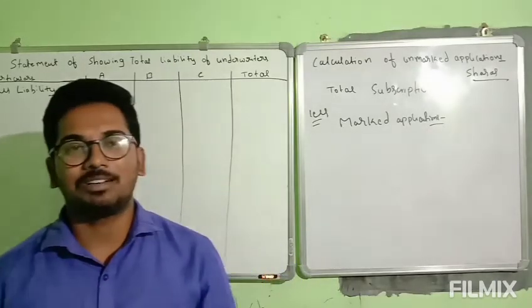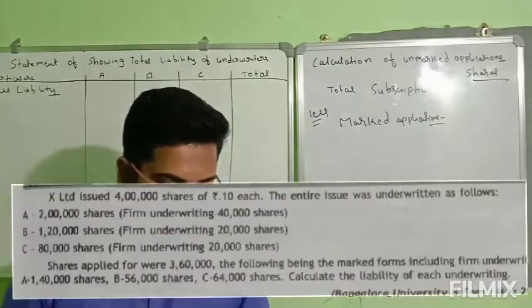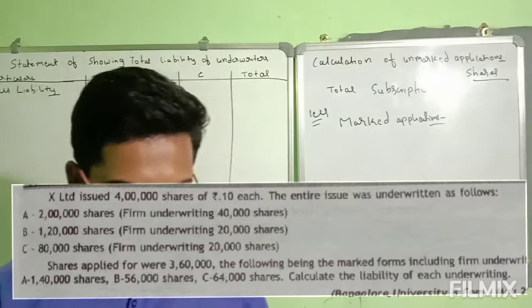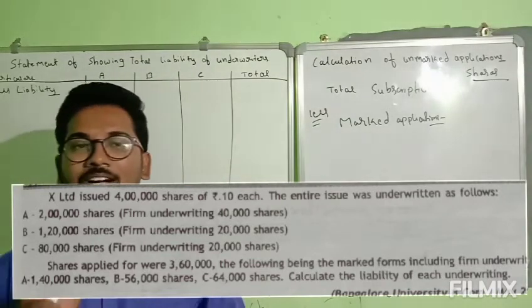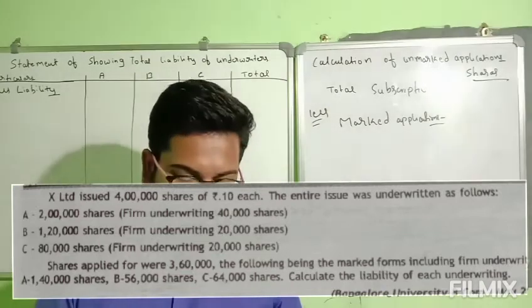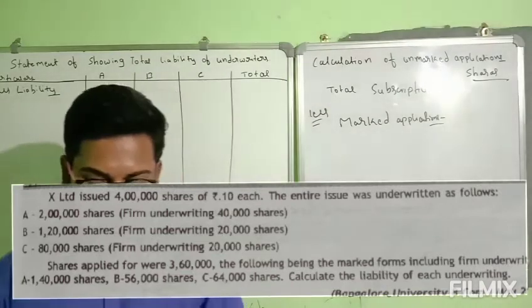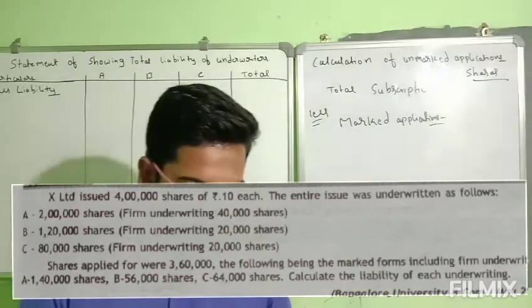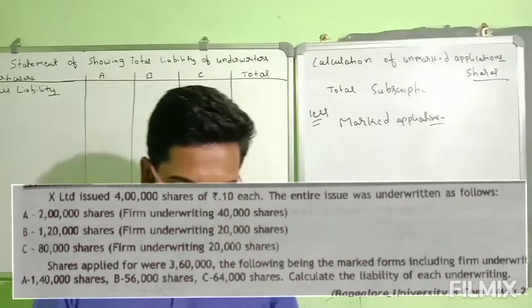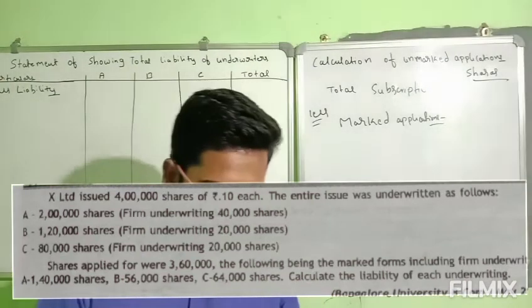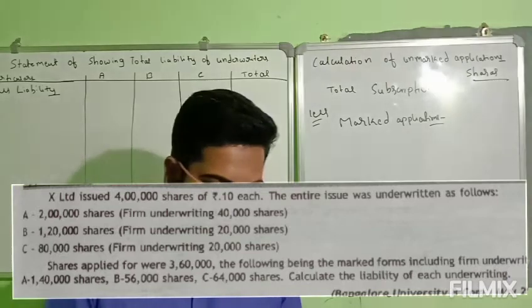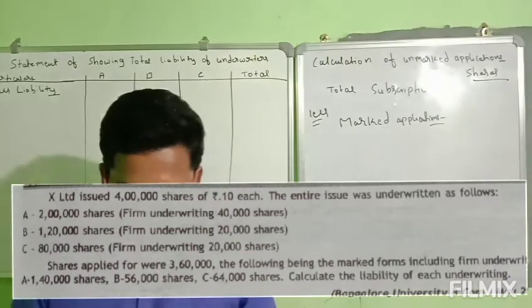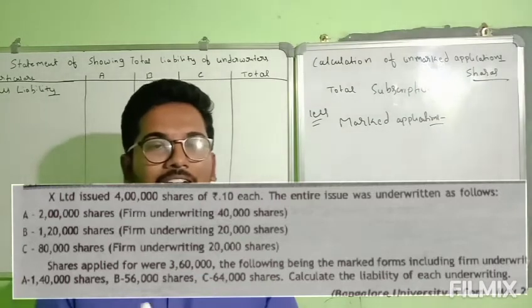Let us see one sum on those conditions. Reading the sum. X Limited issues 4 lakh shares of rupees 10 each. That means overall the company issued 4 lakh equity shares. The entire issue was underwritten as follows: A 2 lakh shares and firm underwriting 40,000, B 1 lakh 20,000 shares, firm underwriting 20,000, C 80,000 shares, firm underwriting 20,000. So this means allotment of shares.